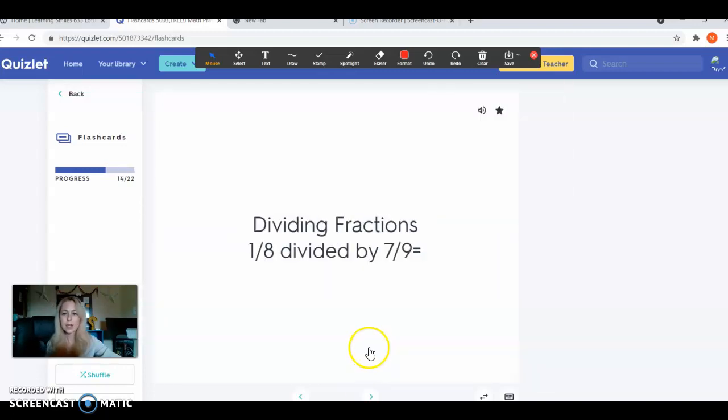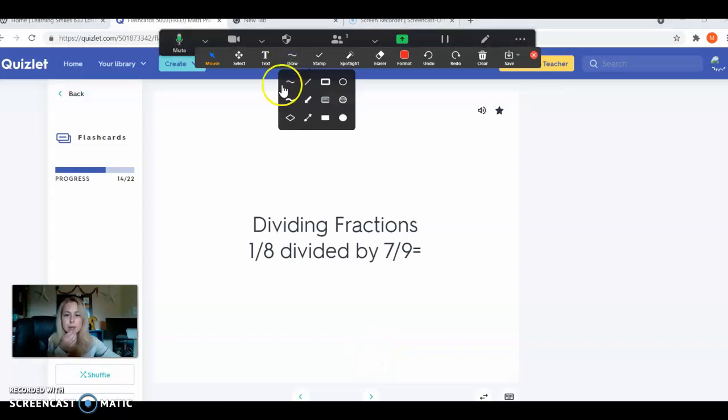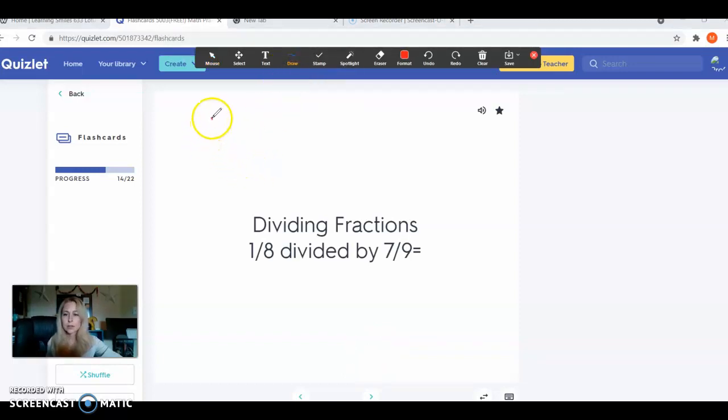All right, now we're going to divide our fractions. So we have 1/8 divided by 7/9. So with this, you want to remember keep, change, flip. So we're going to keep this first fraction. So we're going to say 1/8. We're going to change this sign. So we're going to change it to multiplication. Always, you're going to change that to multiplication. And we're going to flip this. We're going to do the reciprocal of 7/9 is going to be 9/7. So keep, change, flip. That's what you want to remember when you're dividing.